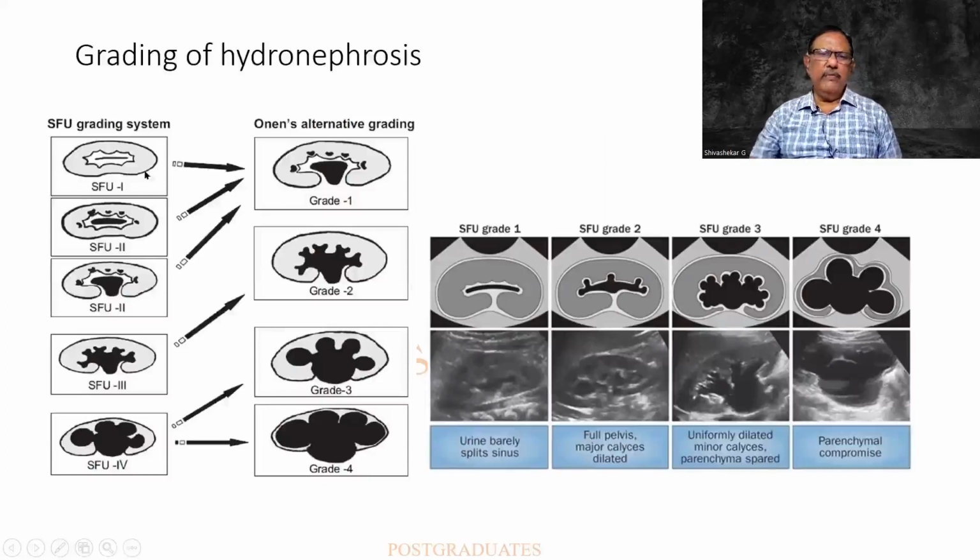And look at this. There are different ways of grading it. Mostly it is a property of the radiologist. There is the SFU grading system and the alternate grading. Whatever it is, in grade one, I am finding it is confined only to the pelvis, and then it is extending into the calyx, and then into the secondary calyces. And finally, the entire lot is becoming distended with a thin rim of parenchyma. That is how you people stage it.